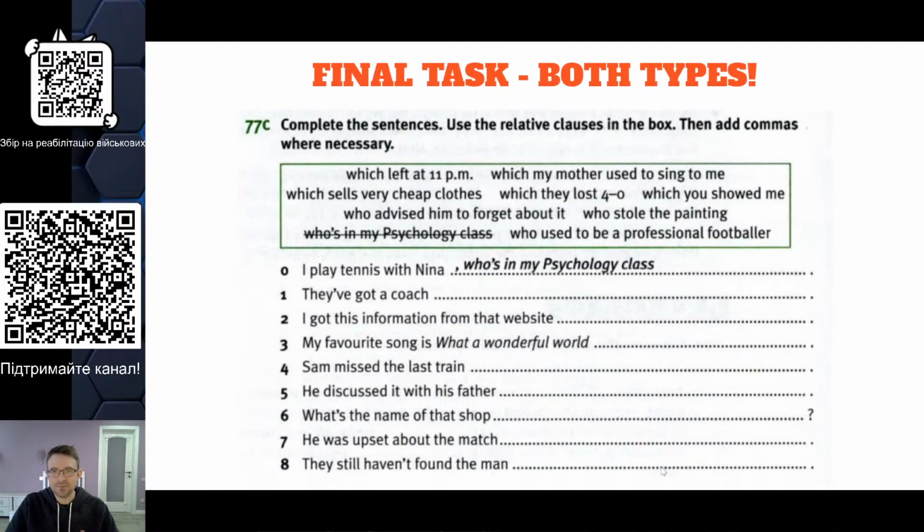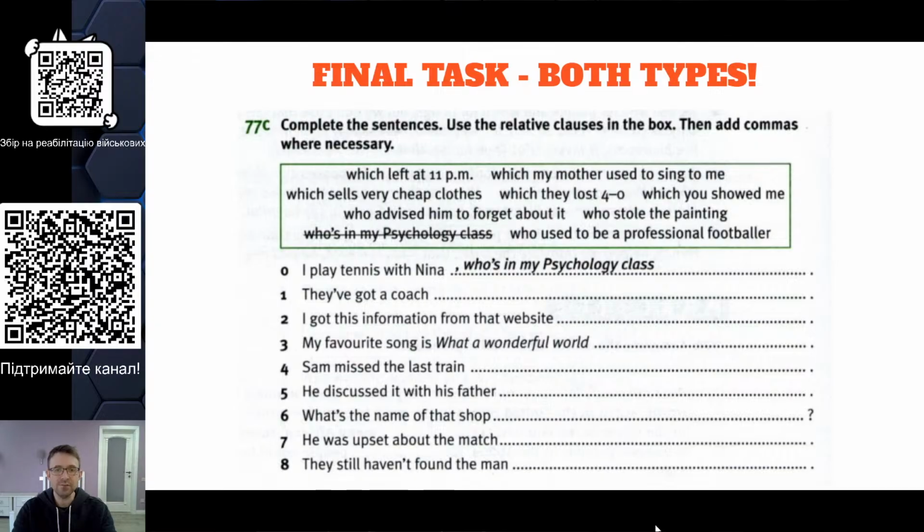And for our last task, we are going to look at both types of relative clause. So here you can see that we have got 8 sentences, well 9 if we include the example. You need to complete the sentences. We have the relative clauses in the box. They are already there for you. With the relative clauses, you don't need to change anything or use different pronouns. Everything is already correct. But you need to match them to the correct sentence, and you need to decide if we should have commas or not.